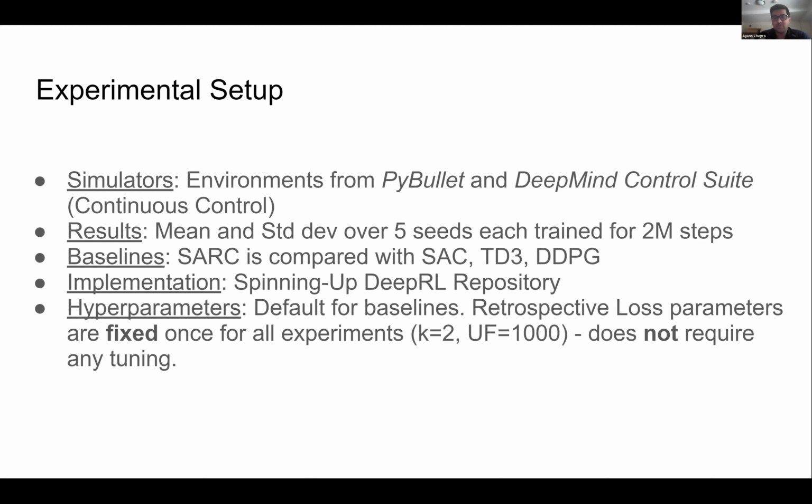The interesting thing, which was also one of the motivations for this work, is that the goal is to minimize parameter tuning. So hyperparameters for all experiments are the defaults as given in the Spinning Up repository. I do not change anything. And for the retrospective loss, I do not do any parameter tuning. So all the gain that I get is without ever tuning any parameters. Parameter tuning may give some benefits, but even without parameter tuning, we can get significant benefit. That's one of the things that I'm trying to advocate.